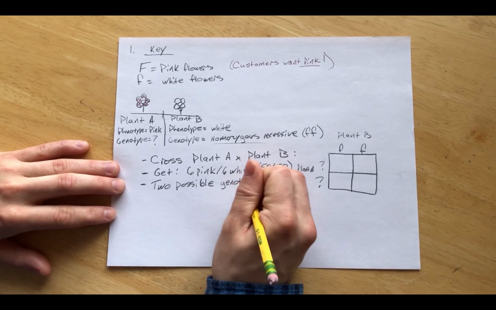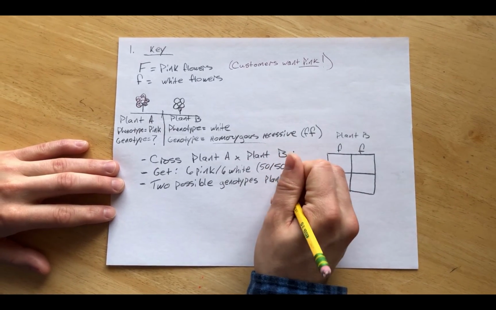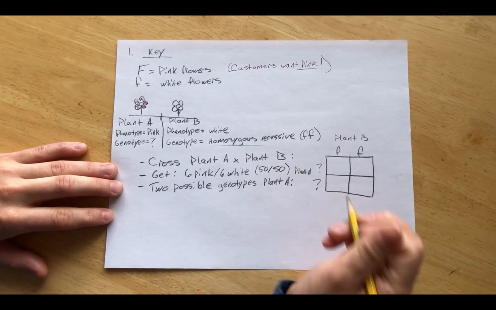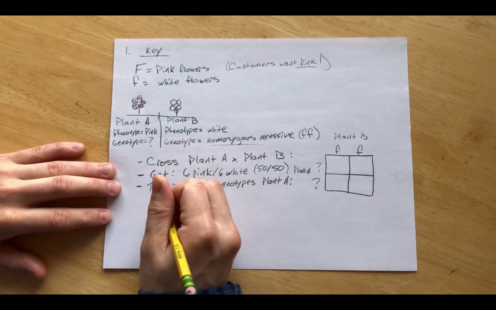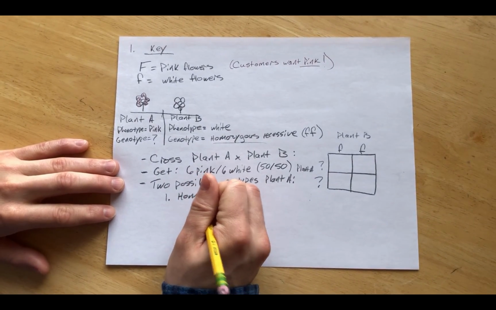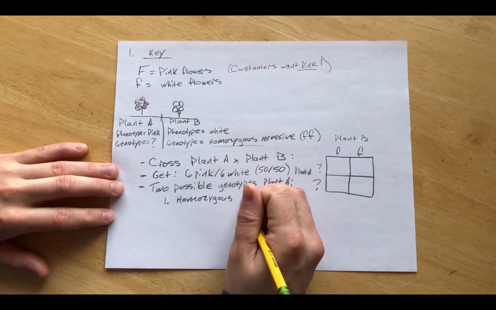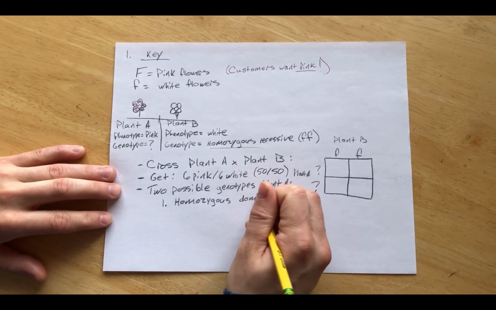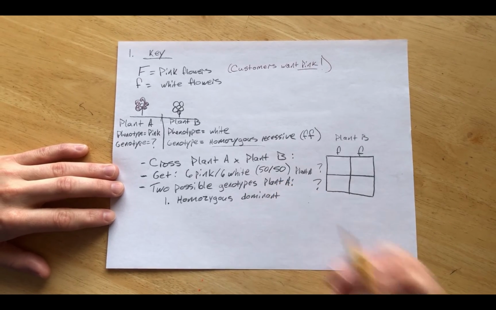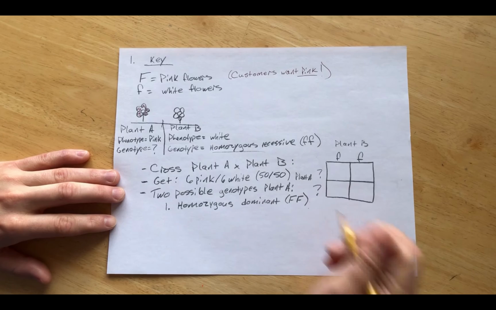We know that plant A could be 2 possible genotypes. There are 2 ways, essentially, for plant A to have pink flowers. The first way is if plant A has 2 copies of the dominant allele. If it has 2 of the same copies of that dominant allele, that means it's homozygous dominant, which means it would have 2 capital F's.